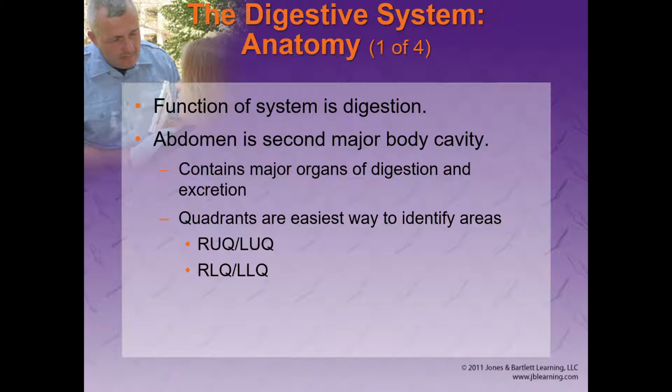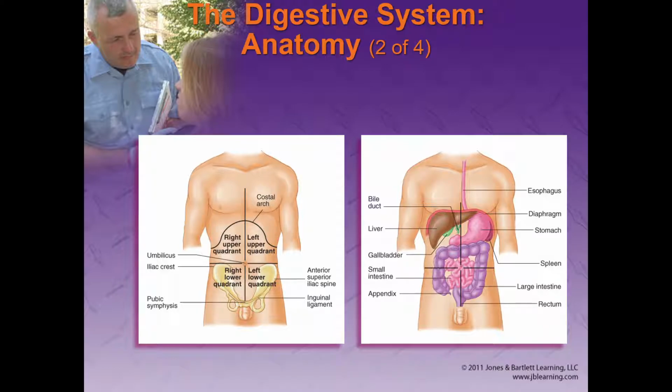Make sure when you're referring to left or right in regard to the quadrants that you're using the patient's left or right, not your left or right. And also keep in mind that several organs lie in more than one quadrant. So you can kind of see a representation here. It definitely doesn't have every single organ on there, but it gives you a pretty good idea.